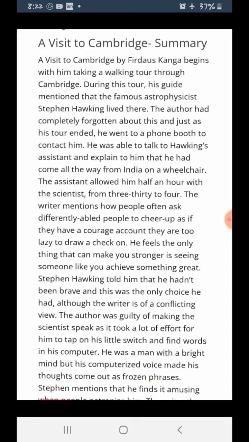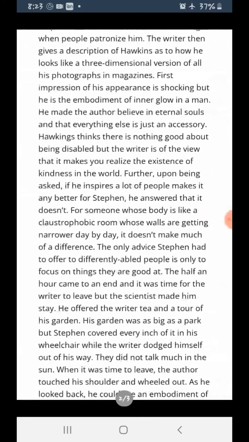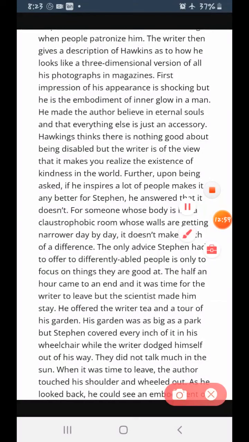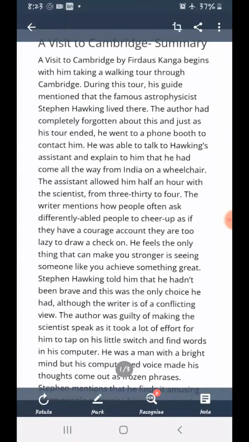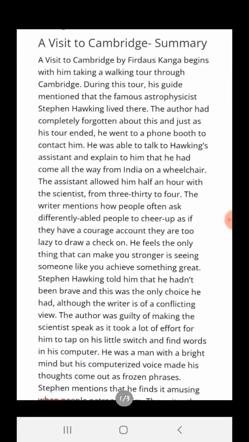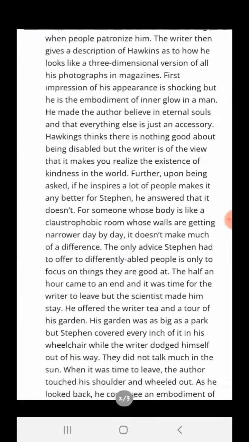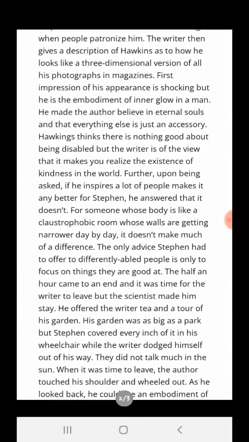Next, Stephen mentions that he finds it amusing when people patronize him. Okay, he said that Stephen mentioned that he finds it amusing, he finds it very good when people patronize him, when people respect him.